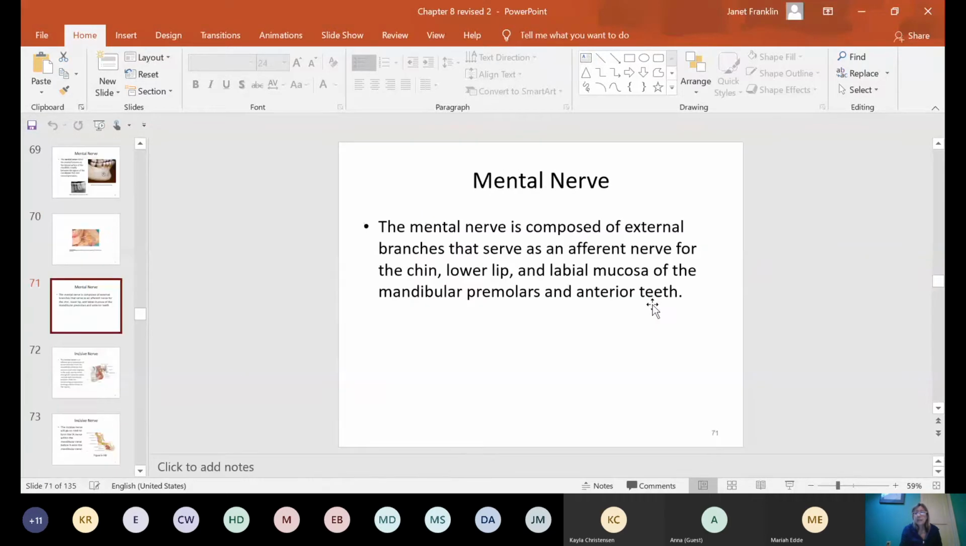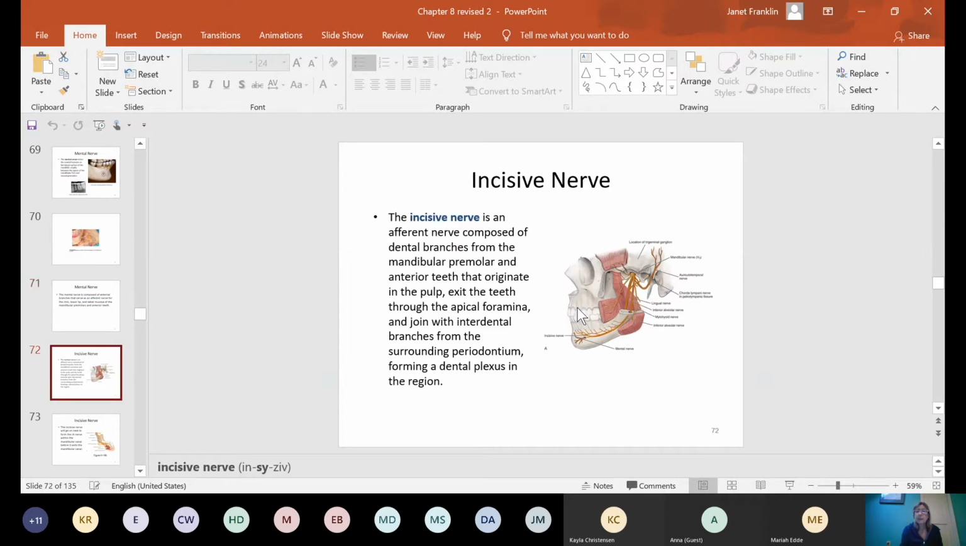Your mental nerve anesthetizes or innervates the mental region. So it's going to be the chin, the lower lip, and then the premolars and anterior teeth on the bottom. The incisive nerve is basically in the same place.